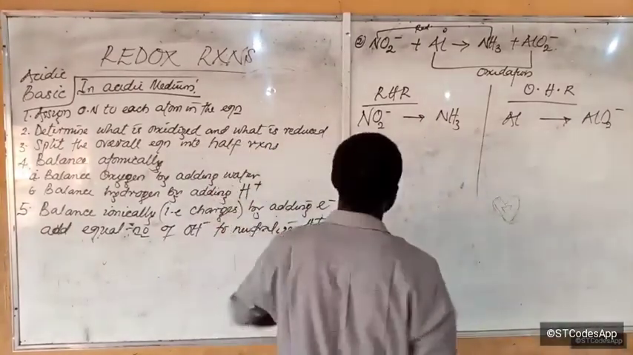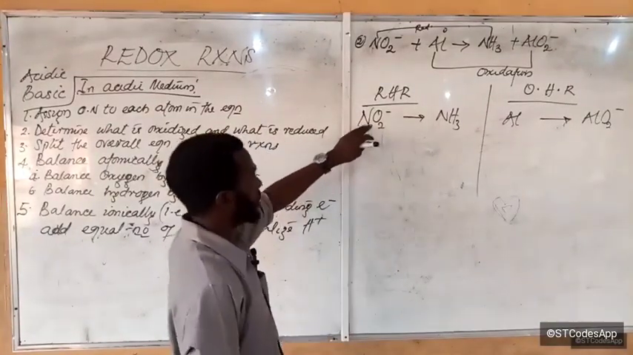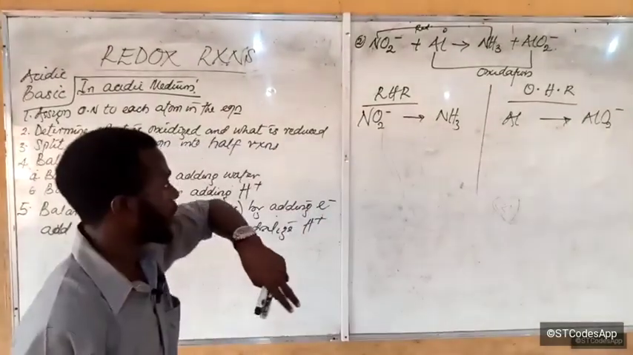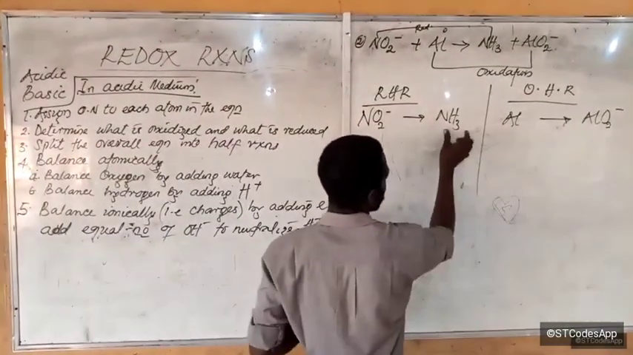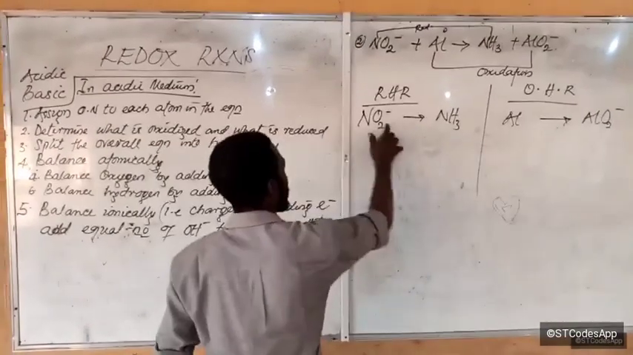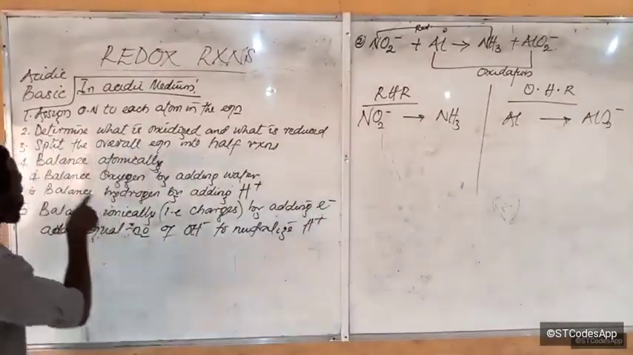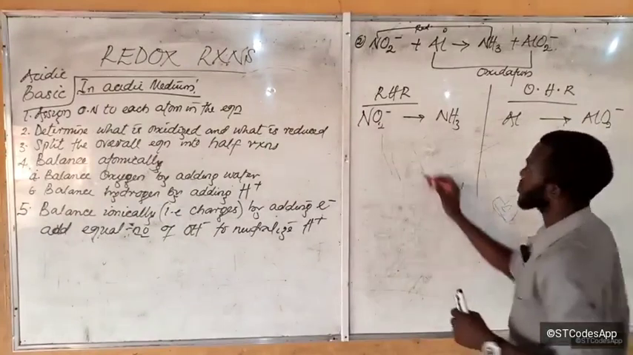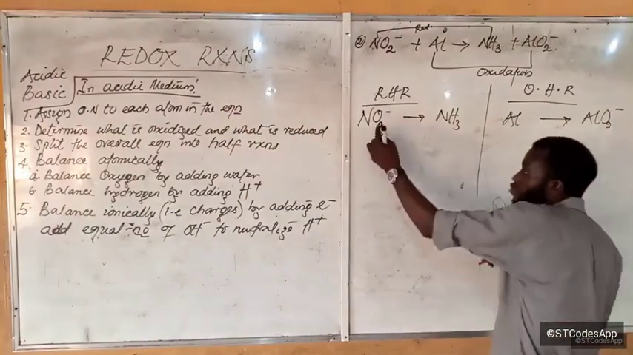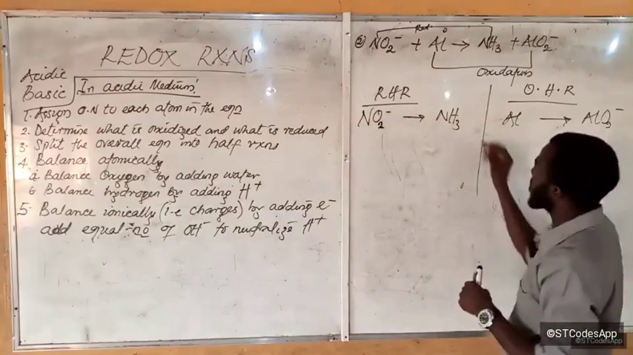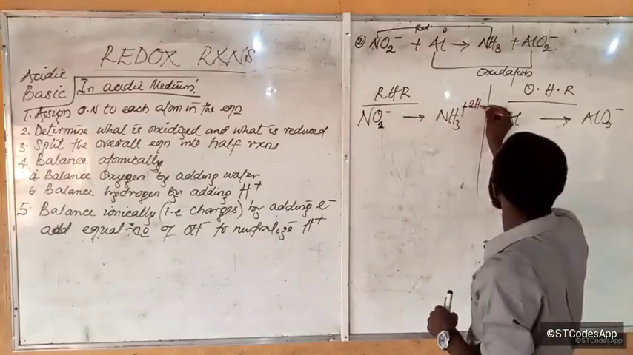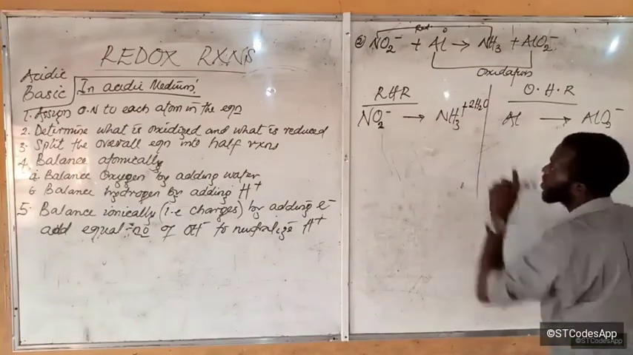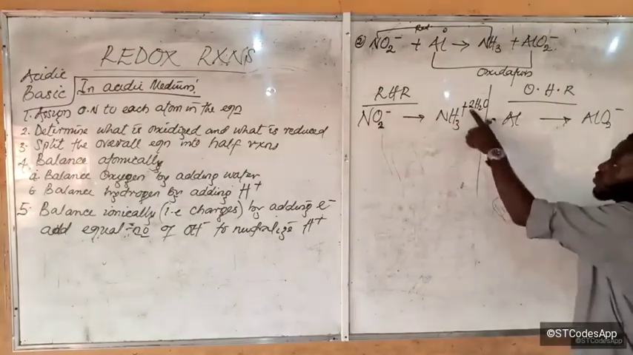We should balance atomically. Now, see here that we have nitrogen here, one nitrogen, and one nitrogen there. Okay, how about hydrogen? We have hydrogen here, but we don't have hydrogen here. And we have oxygen here, we don't have oxygen here. So what do we do? We go to the rule. It says we should balance oxygen with what? By adding water. So how many oxygen do we have here? We have 2 oxygens, right? So how many water are we going to add? We are going to add 2H2O, 2 water, so that it will equate 2 oxygens. Is that okay? 2H2O is going to give us 2 oxygen.